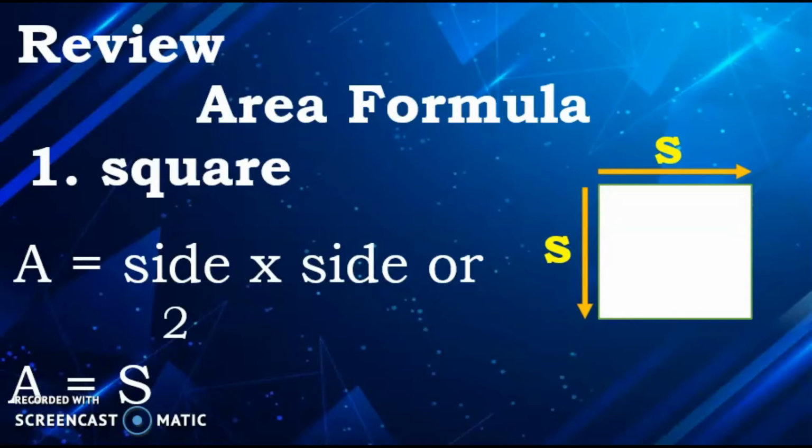So sa right side, makikita nyo yung square. Yung arrow, that is one side. Another one is side. Since square yan, each side ay pare-pareho ng sukat. That's why area is equal to side times side, or we can use the formula A equals S squared.